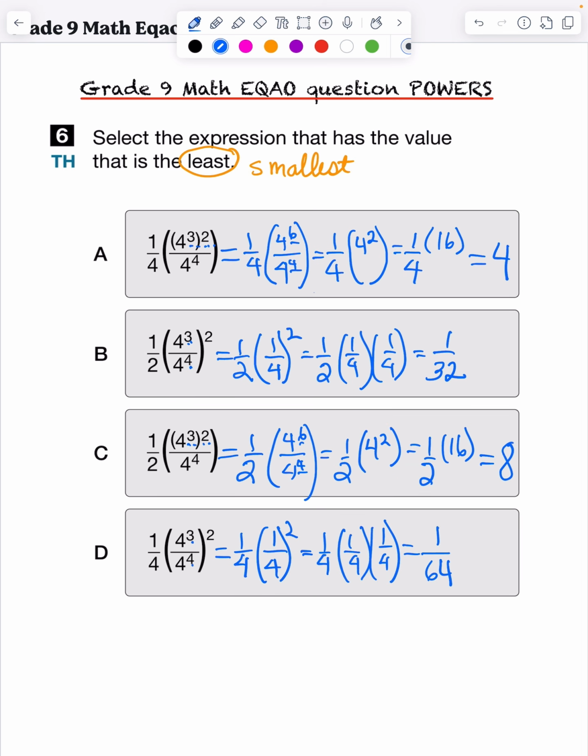Now when I'm looking and I compare the 4, I can compare the 1/32, I compare the 8, and I compare the 1/64. This one is the smallest value. The answer is D, and we are finished the question. That was easy.